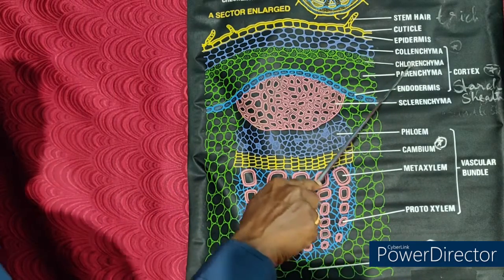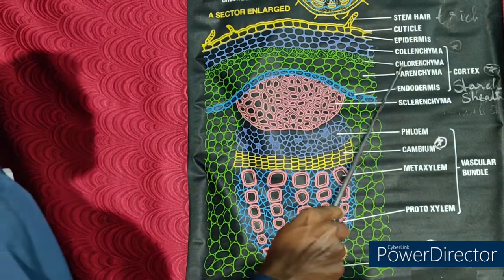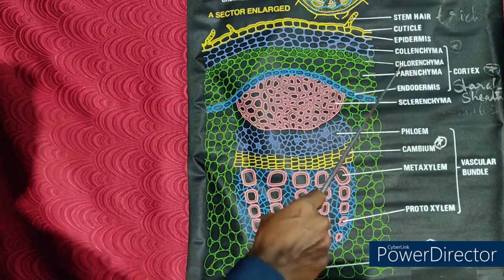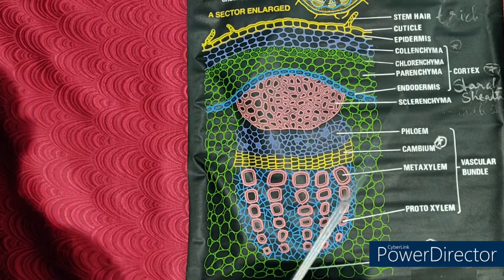This is mainly found in young stems. So you come across tender plants, young plants which are greenish in color. The stem will be greenish in color, which comprises chlorenchyma, and so they are involved in photosynthesis.